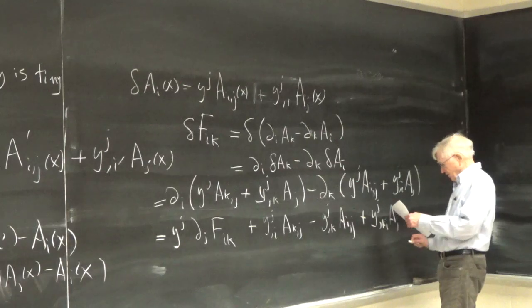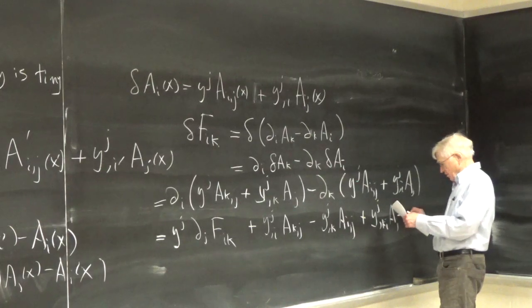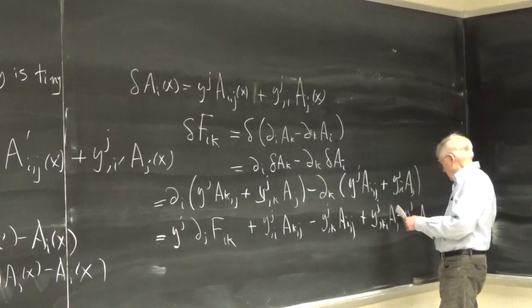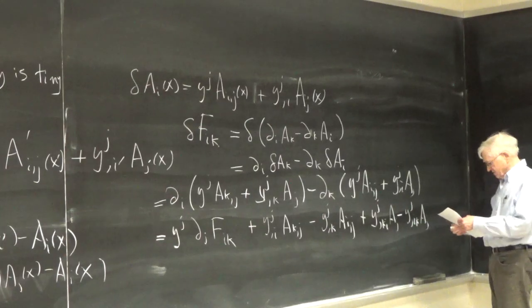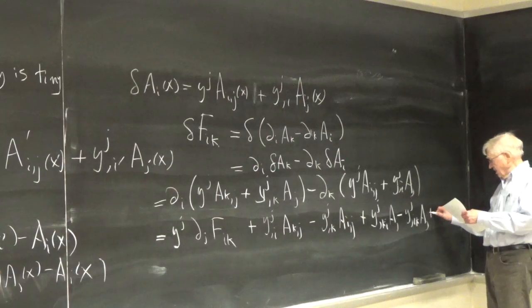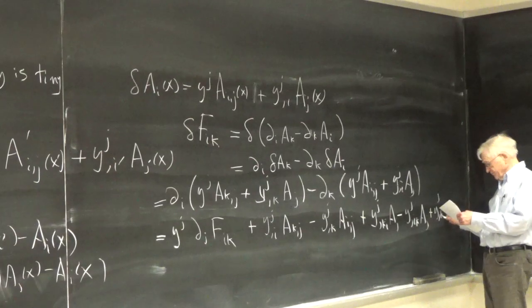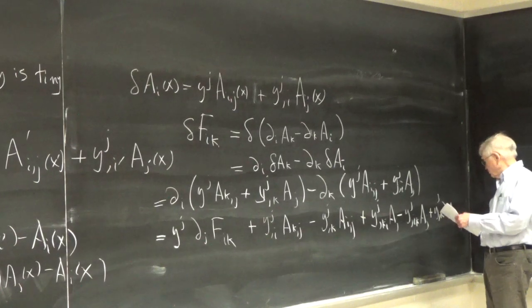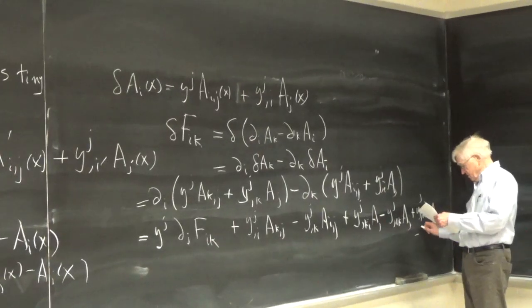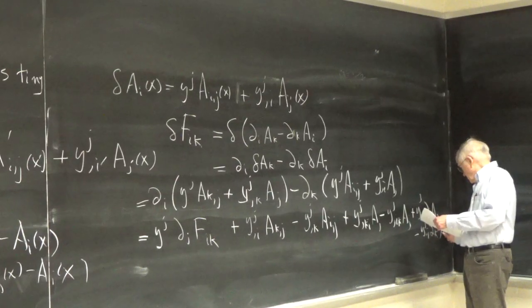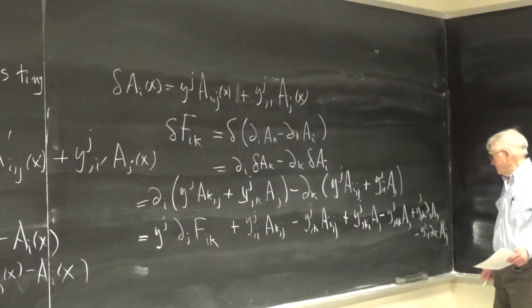This term is going to cancel, by the way, because it's followed by minus y^j_{,k} a_j. So obviously these two terms cancel. And then we have plus y^j_{,k} δ_{ij} minus y^j_{,i} δ_{k}^{j} a_j.